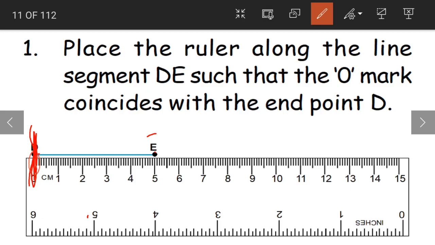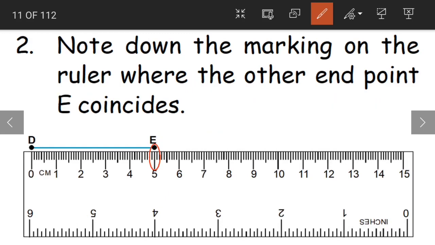Now, if you look at the other end point, it is E. Where is it ending? It is ending at 5. So, the length of the given line segment is 5 centimeters. Clear, children? We are using the centimeter scale. So, the length of the given line segment becomes 5 centimeters.